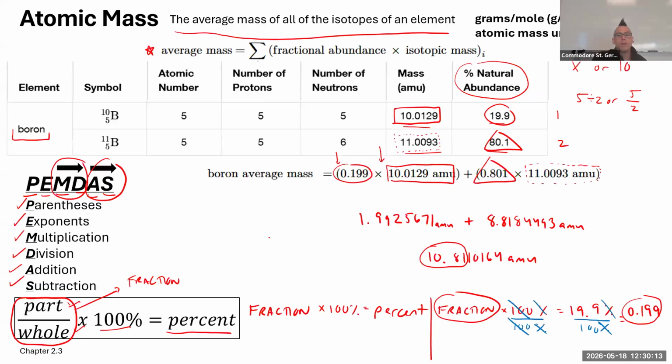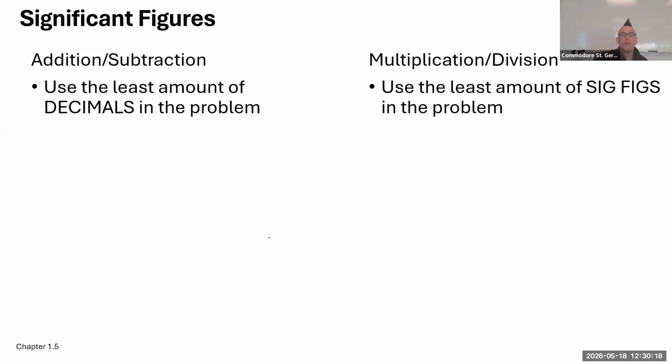Let's go back to our problem. And it says 0.199. So let's do this first. Let's do this first. So we're going to say 0.199 times 10.0129. 10.0129 AMU. We're just rewriting the problem from before.